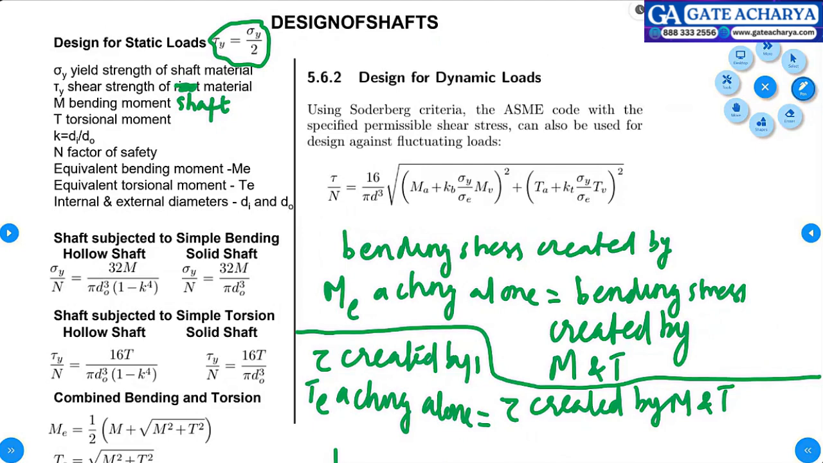Yeah, equivalent bending moment. See, assume that bending moment alone is present. That will create one bending stress. Okay, the same value should appear for the applied bending moment and torque. That is nothing but equivalent bending moment. See, we are giving bending moment and torsional load both. Both of these two will create one bending stress. That same stress should be created by only one bending moment. Torque should not be present. That is nothing but equivalent bending moment.